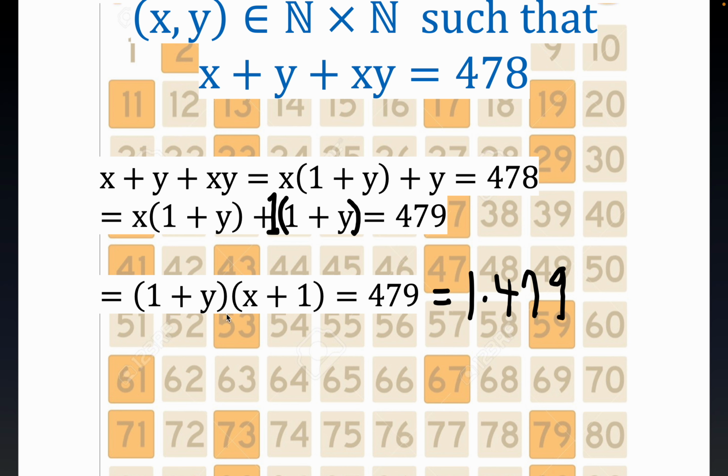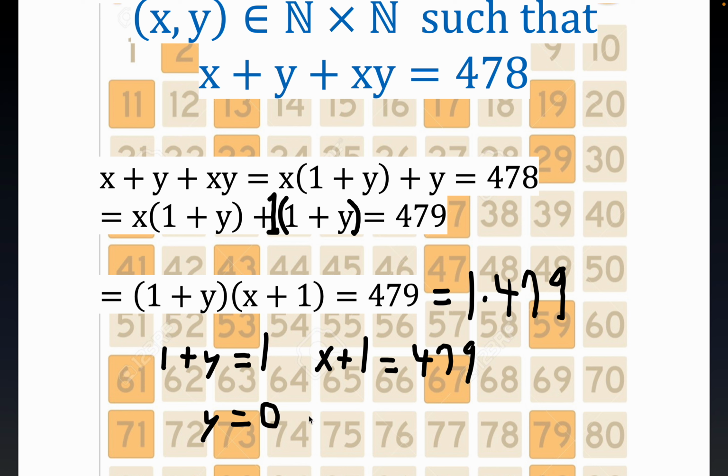Now, the approach here would be just to equate both of these factors to each of these factor pairs. In other words, we could write down 1 plus y equals 1, which clearly gives y equals 0, which would invalidate the solution. We could stop right now, but we'll go ahead and write down x plus 1 just to make sure I'm getting the point across. Just due to this factorization of 479, we've gotten this far, so we would get y equals 0 and then x equals 478.